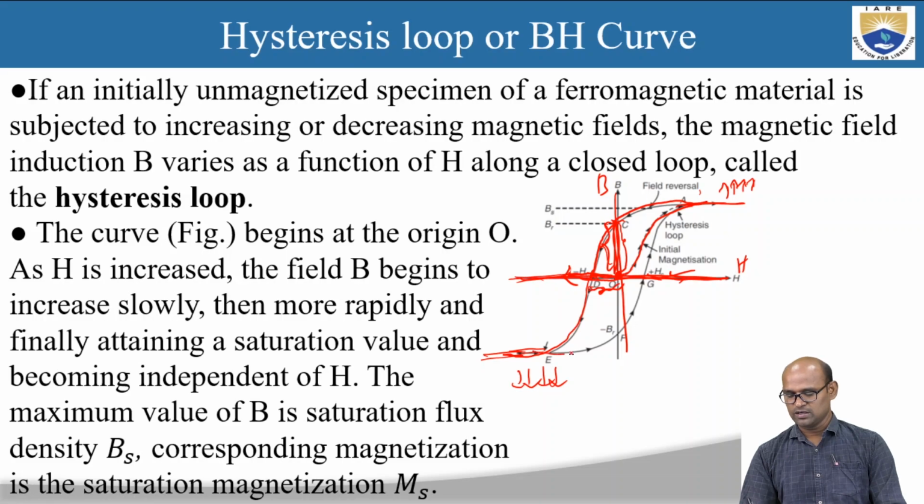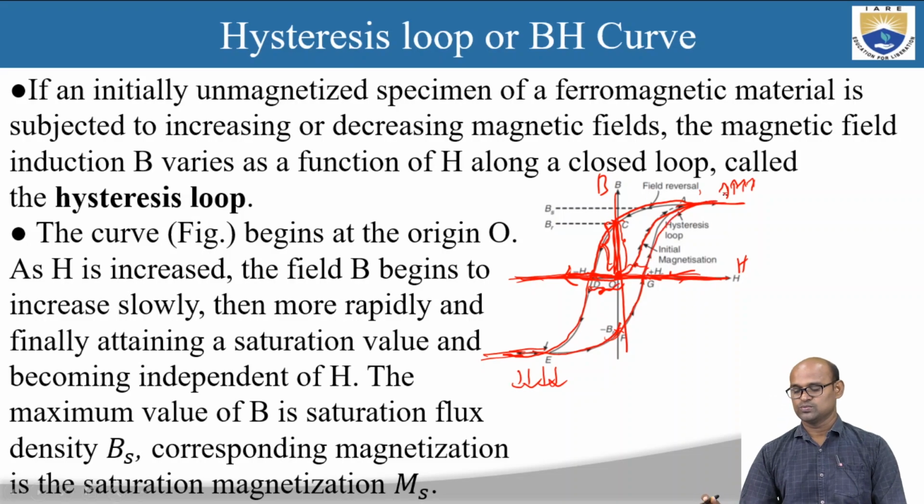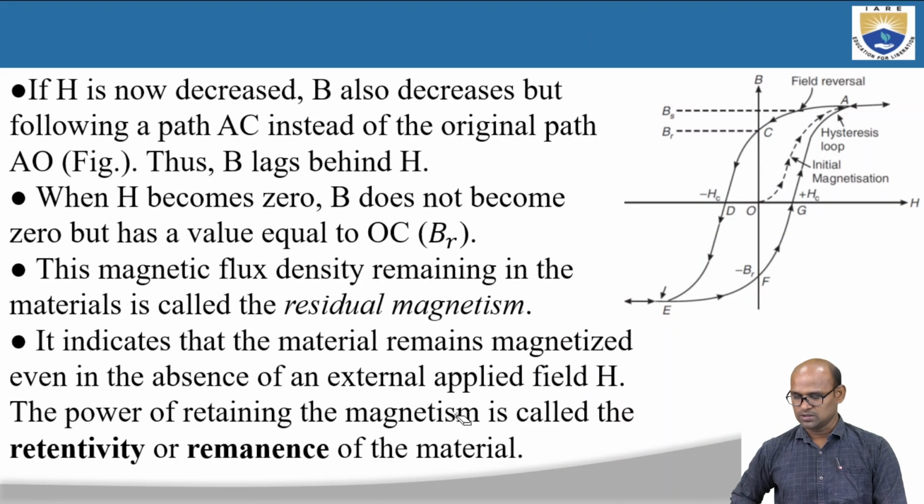Now as I remove the field, the magnetic induction decreases, but to a finite value, even though the field is reduced to 0. Then as I change the direction of the field and increase further, the magnetic induction goes to 0, and the residual magnetism goes to 0. Again you have the coercive field here, and then as I increase further, this will close in a loop. This closed loop is called the BH curve or hysteresis loop. Here you have retentivity, also called remanence, and you also have the coercive field or coercive force. So this is what we need to discuss about the BH curve.